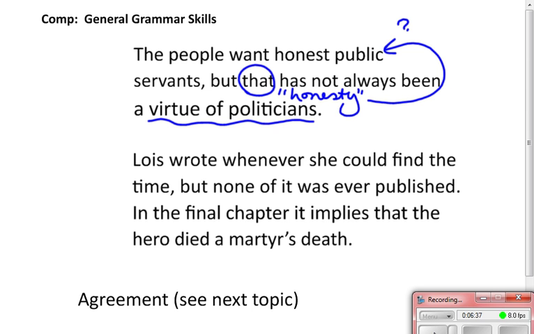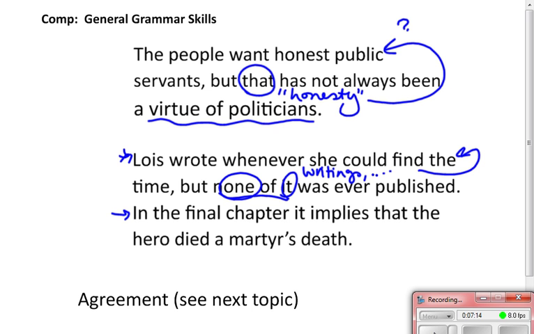One more. Lois wrote whenever she could find the time, but none of it was ever published. Two pronouns. None of it. None of what? Well, obviously her writings, or her essays, or her novels, or her poetry, but that is only vaguely alluded to. So again, that is a vague or ambiguous pronoun reference.